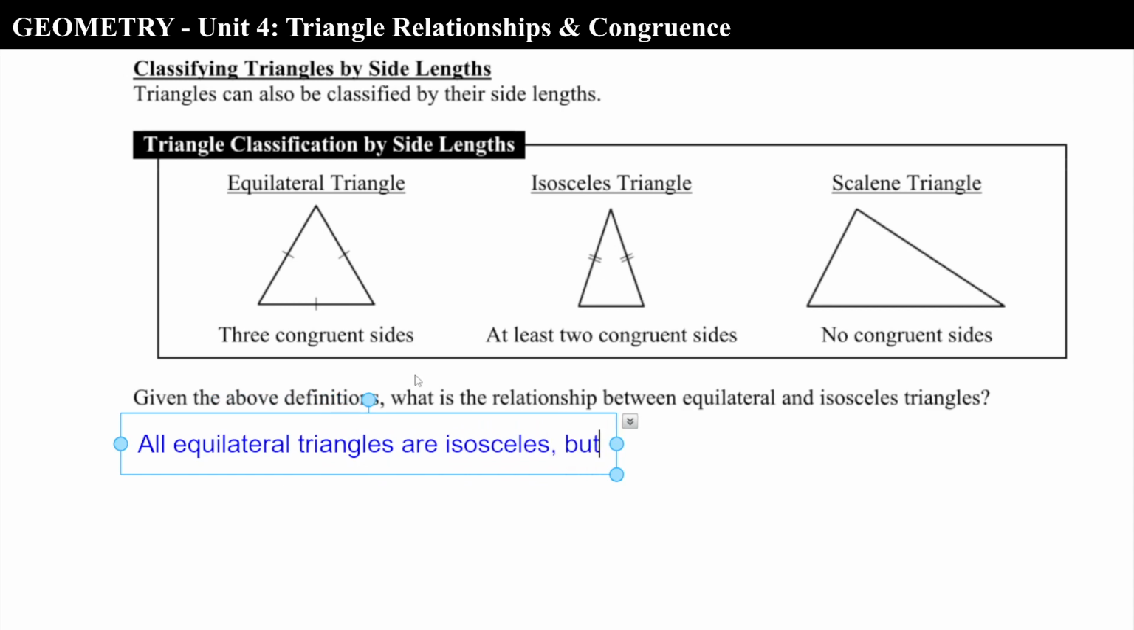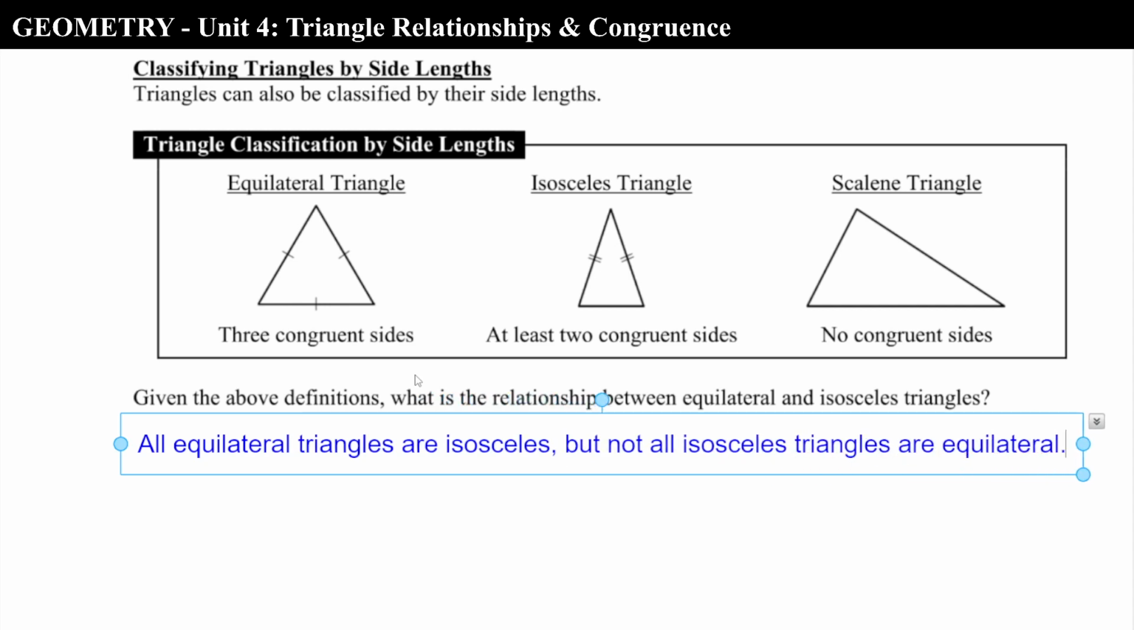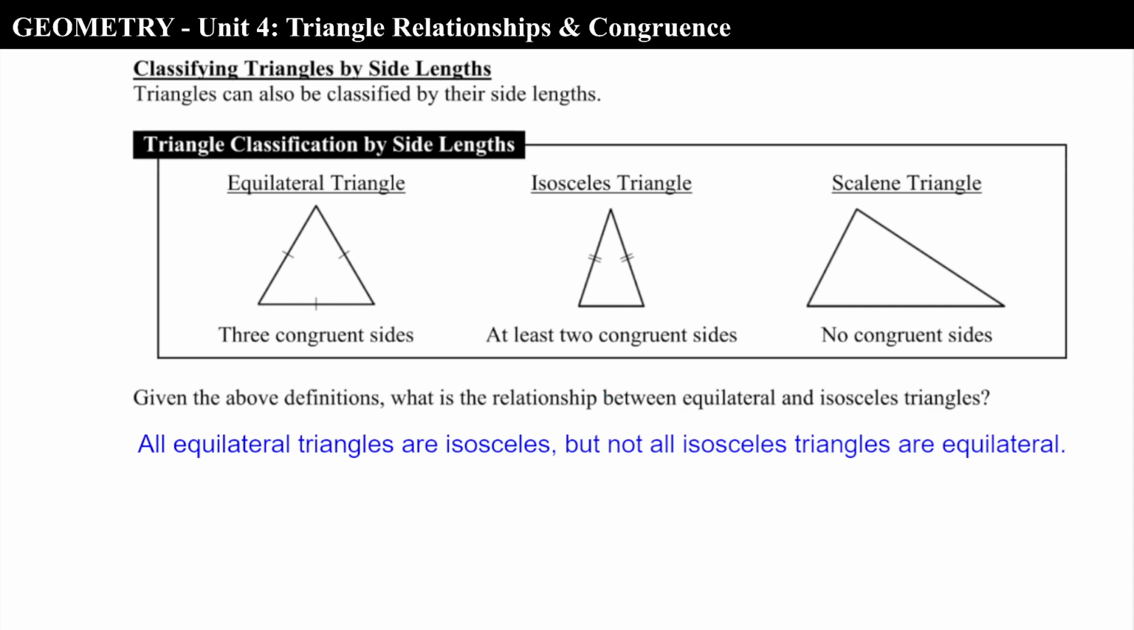But we cannot say the converse. We cannot say that all isosceles triangles are equilateral, because that third side may not be congruent. So, all equilateral triangles are isosceles, but not all isosceles triangles are equilateral.